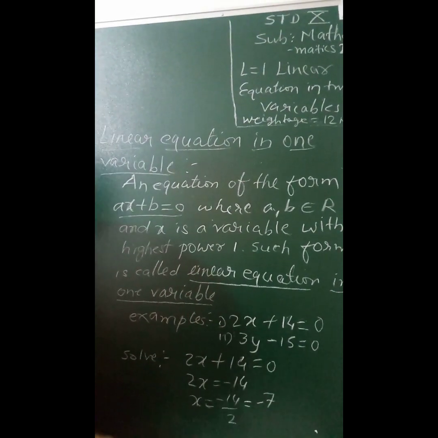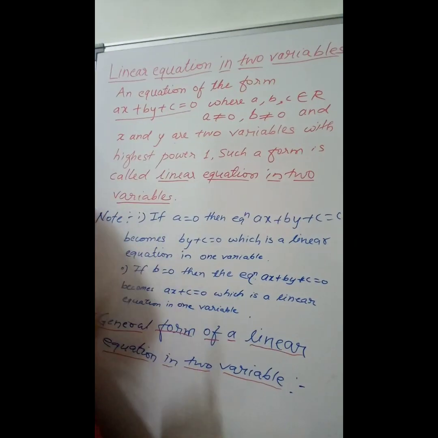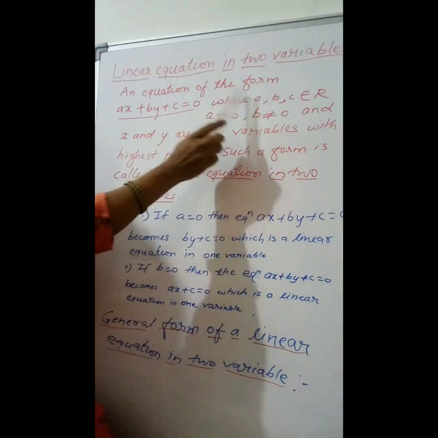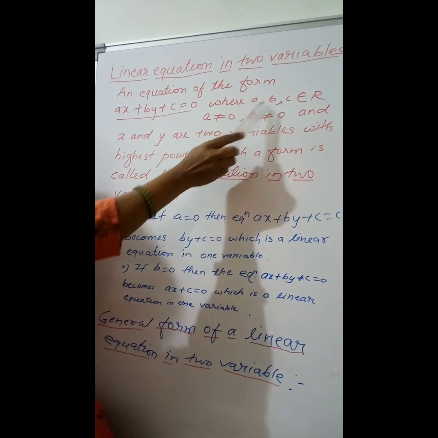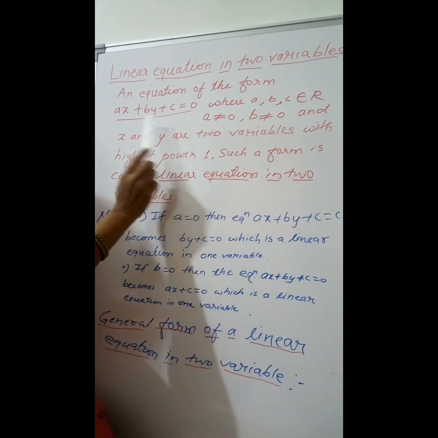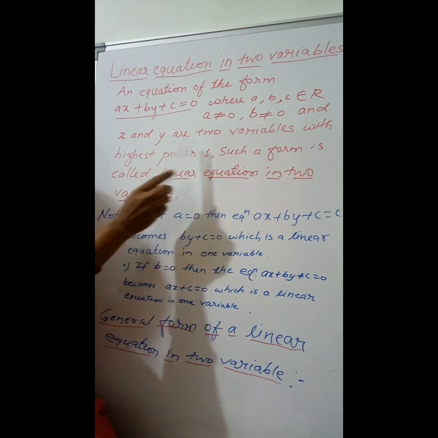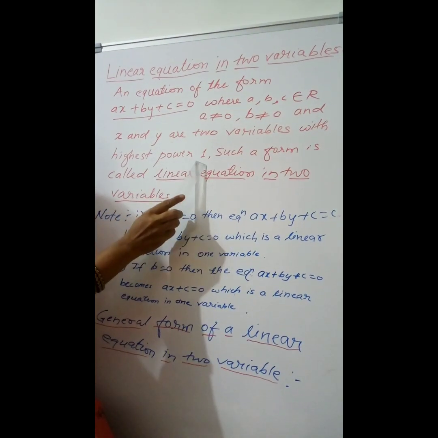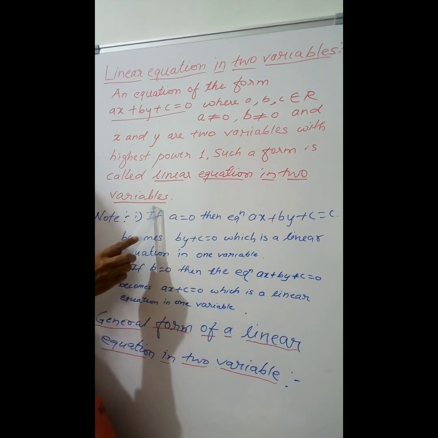Linear equation in two variables. The definition is an equation of the form ax plus by plus c is equal to 0, where a, b, c are real numbers, a is not equal to 0, b is not equal to 0, and x and y are two variables with the highest power 1. Such a form is called linear equation in two variables.